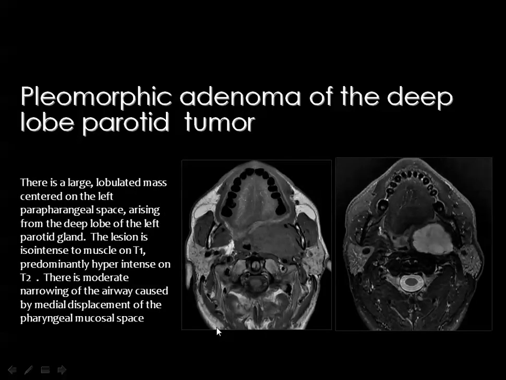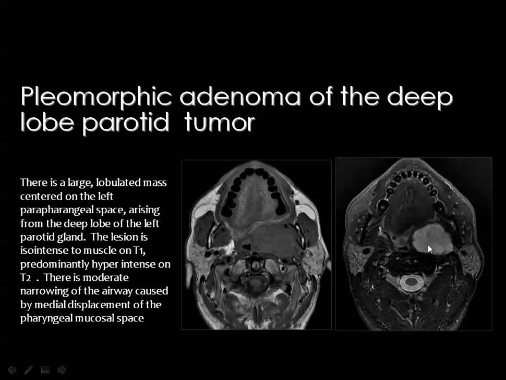of the parotid gland. Then, in this MRI T1 and T2 weighted image, this is the parotid gland, and the deep lobe is involved by a big mass which is displacing the parapharyngeal fat as well as the pharynx more to the right side. And the lesion showed intermediate signal in the T1 and the high signal in the T2.